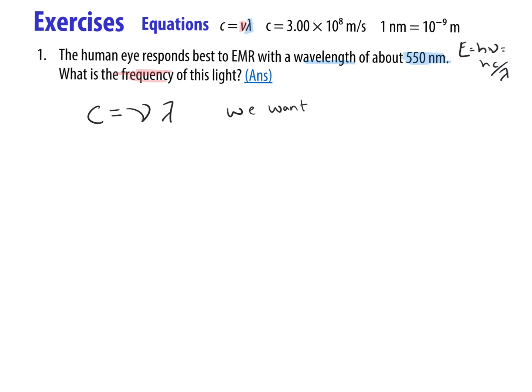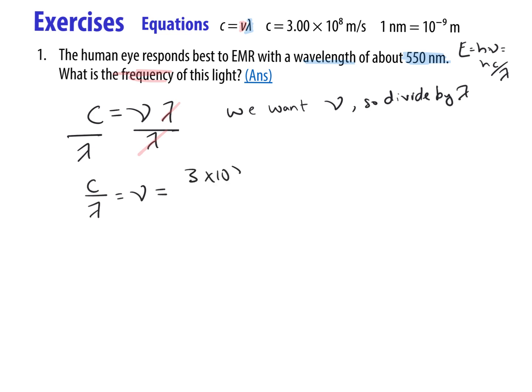We want nu, so we can solve for that. Again, to solve for that, we'll divide both sides by lambda to get nu by itself. Okay, that will then, on the right-hand side here, cancel lambda out, and we'll get c over lambda is equal to nu, which we can then plug into. C is our constant, 3 times 10 to the 8 meters per second. Lambda is our wavelength.